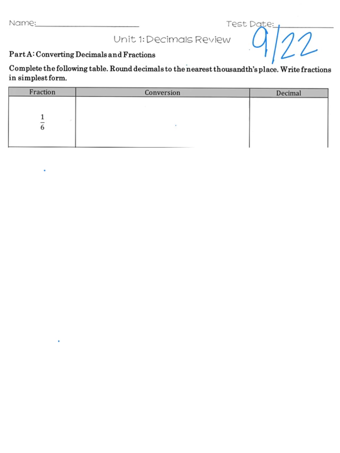Converting fractions and decimals. Complete the following table. Round decimals to the nearest thousandths place. Write fractions in simplest form. We start out with two fractions that we have to convert to decimals.